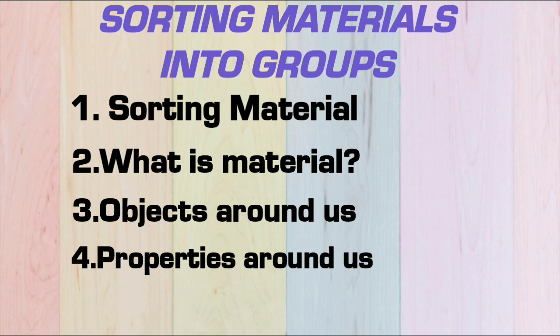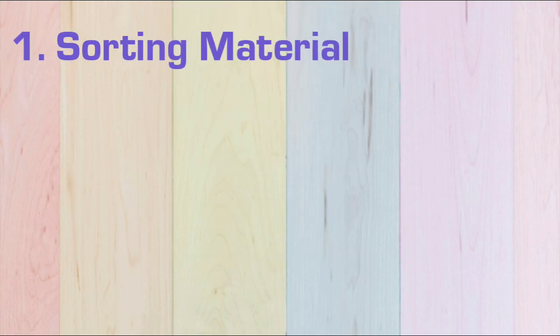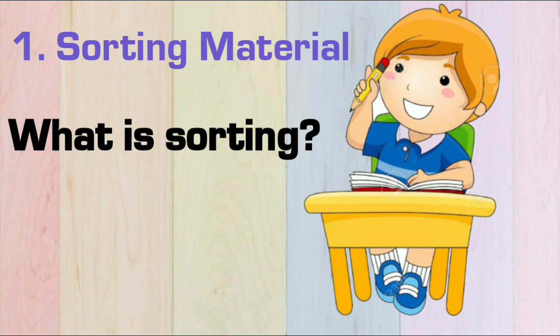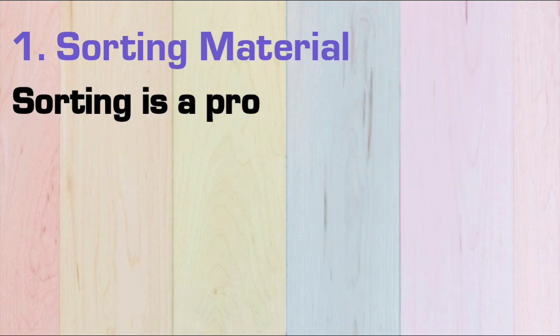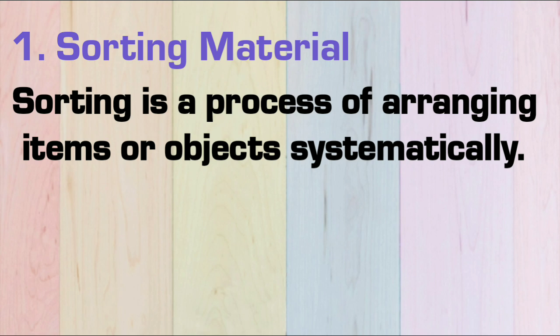Now let's discuss our first point, that is sorting material. From the topic name, can you say what is sorting? Okay, I am defining it for you. Sorting is a process of arranging items or objects systematically, meaning categorizing or grouping items with similar properties. We can understand this from an example.